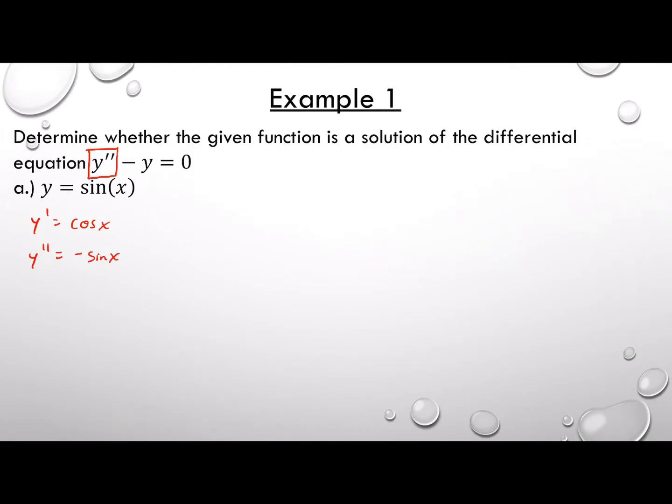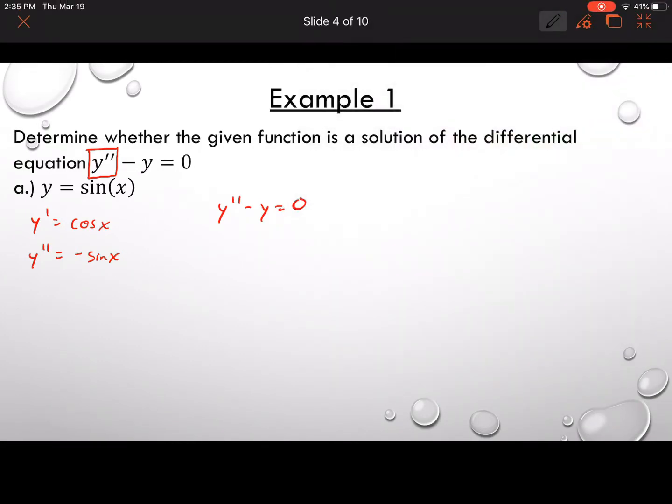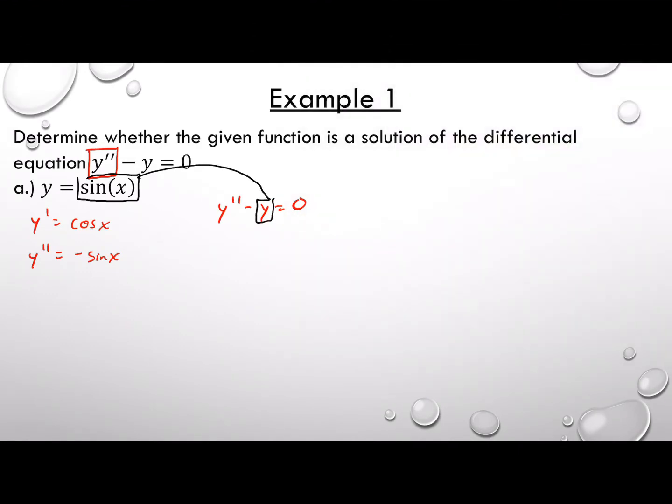So at this point, all we're doing is we're taking that differential equation, so y double prime minus y is equal to 0, and we're going to take each of these and substitute them in. So sine of x, we're going to substitute in for y. And negative sine of x, we're going to substitute in for y double prime. Now, we're not going to substitute in cosine of x because there is no y prime in this differential equation.